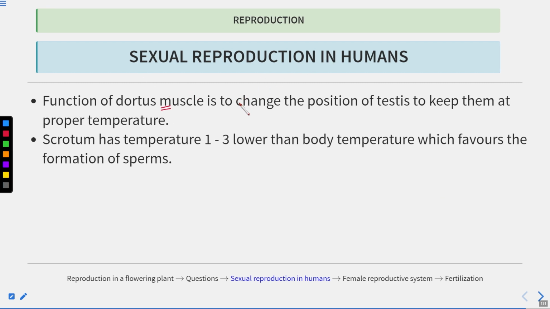Now what is the function of the dartos muscles? The function of this muscle is to change the position of the testes to keep them at the proper temperature. This maintenance of proper temperature is very essential. It is quite important for the viability of the sperms as well as the production of the sperms. This is clear. Now the scrotum has a temperature which is 1 to 3 degrees Celsius lower than the body temperature. Body temperature is 37 degrees Celsius, the normal body temperature.